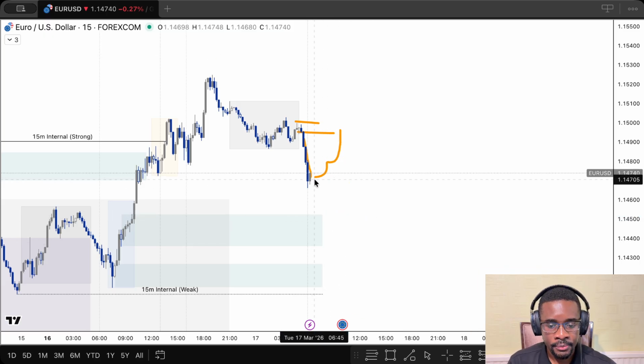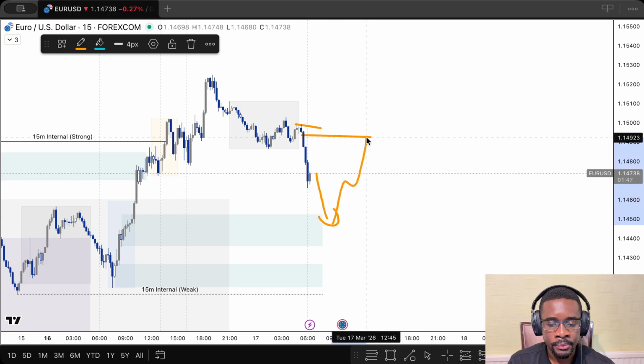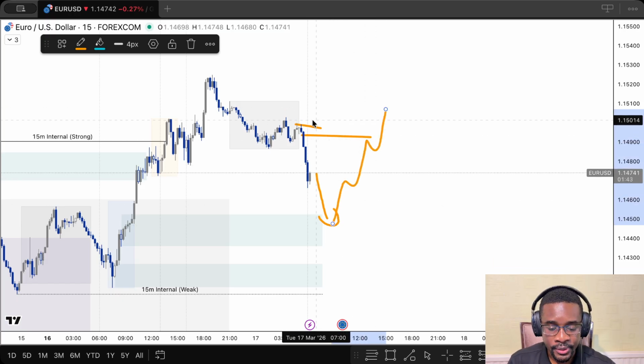If it starts by coming down, reaching this area, then this area is likely to be eliminated if price comes back up. So at least that would be my expectation.